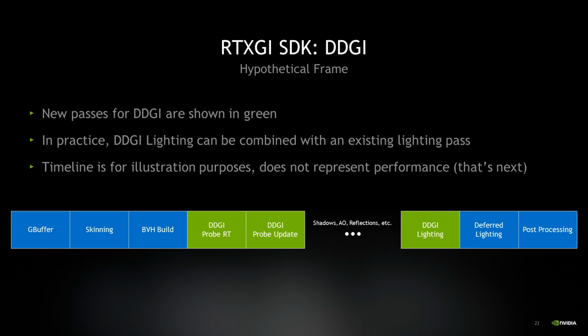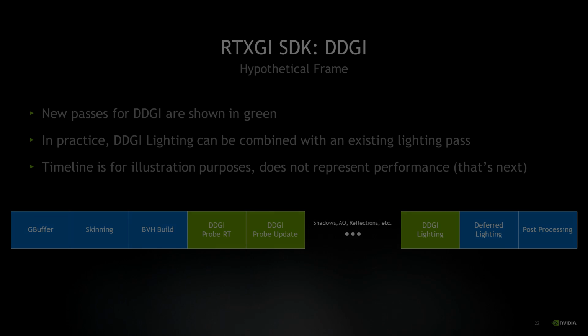Here's an illustration of a GPU timeline for a hypothetical frame. I've added the new DDGI passes, probe ray trace, probe update, and lighting, and highlighted them in green. I've broken out the DDGI lighting pass in the illustration to show that this is a step that happens, but in practice it can be combined with an existing lighting pass. Keep in mind this timeline is hypothetical and isn't intended to represent performance.